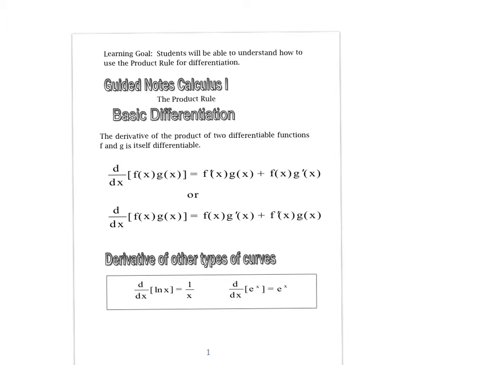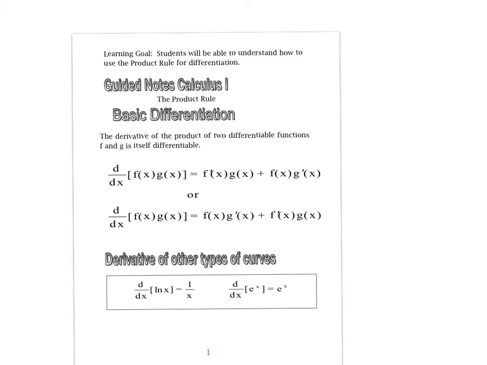Alright, let's talk about the product rule. Basically, I have the formulas for the product rule right here. There's really the same formula, and this is how it works. So if you have two things that are being multiplied together, or two functions that are being multiplied together, then when you take the derivative, you can't just do the derivative times the derivative.